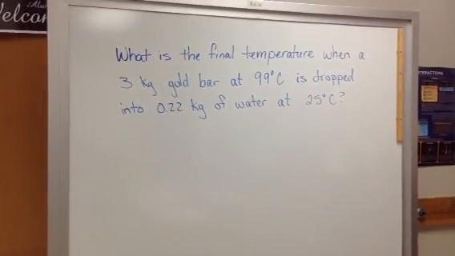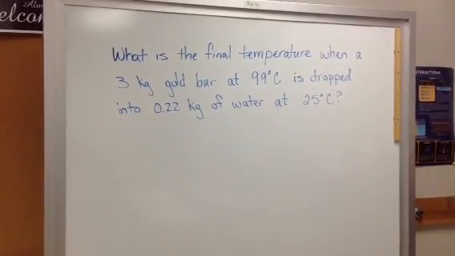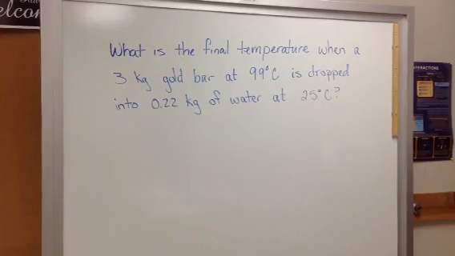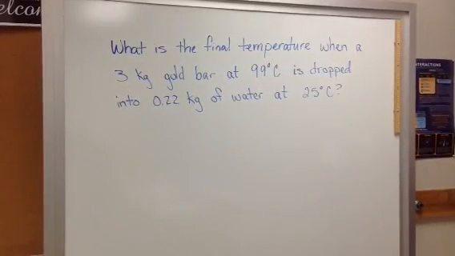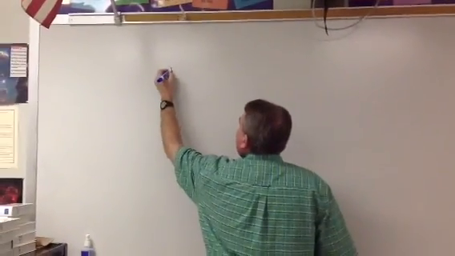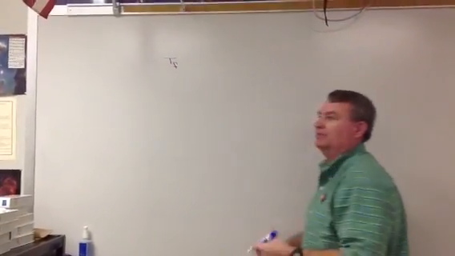What is the final temperature when a 3 kilogram gold bar at 99 degrees Celsius is dropped into 0.22 kilograms of water at 25 degrees Celsius? Now, we're looking for the final temperature, the equilibrium temperature of the system.